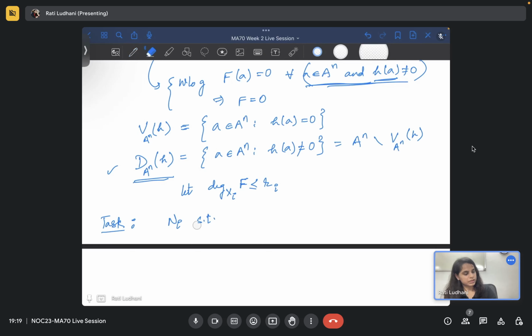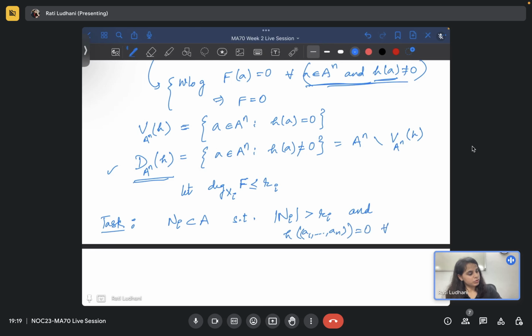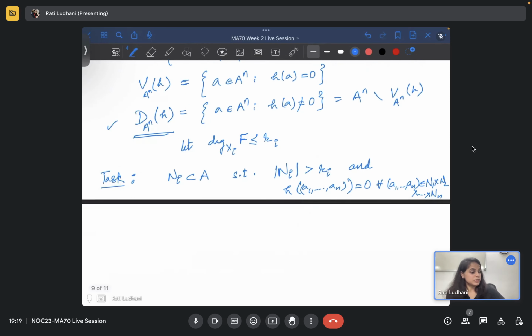So our task is to produce n_1 cross ... so we have to produce n_i such that the n_i are subsets of A, such that the cardinality of n_i, the number of elements in n_i, is greater than r_i. So we have to find such n_i where h(a_1, ..., a_n) is not equal to 0 for all a_1 to a_n belonging to n_1 cross n_2 cross up to n_n. So we are saying h is not equal to 0. Just forget about f now.